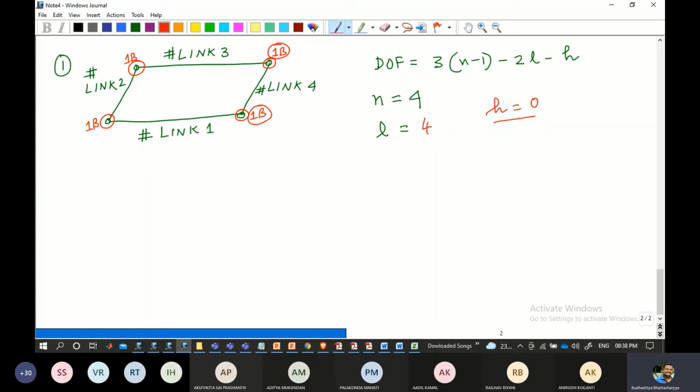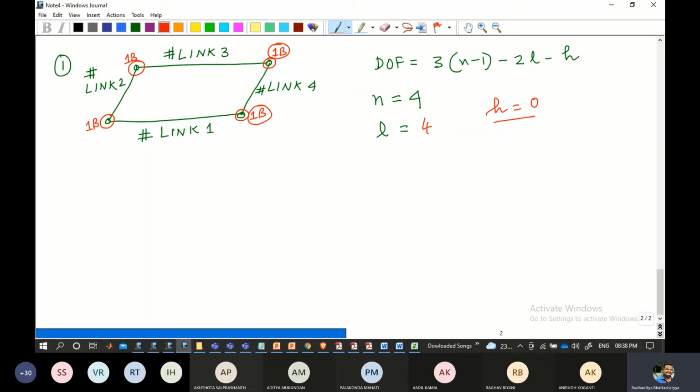All right, clear with this very simple example? Because if you understand this simple example, the other things you will also understand. All the other numericals you will understand. 4 links are present, 4 binary joints are present, and there is no higher order pair because there is no such roller or gear mechanism or touching of a surface or a point contact. Nothing is there. So hence h is equal to 0.